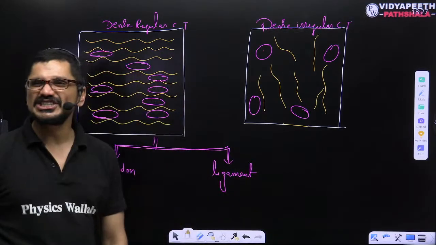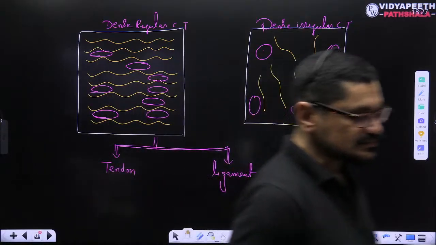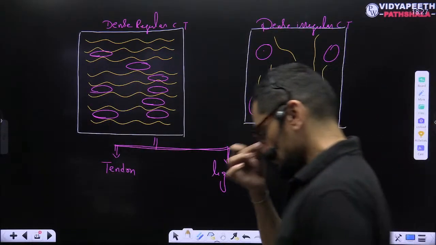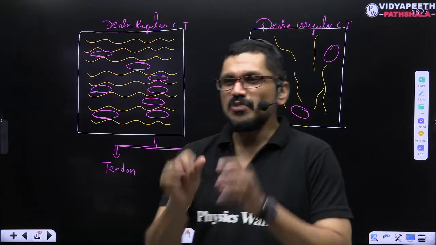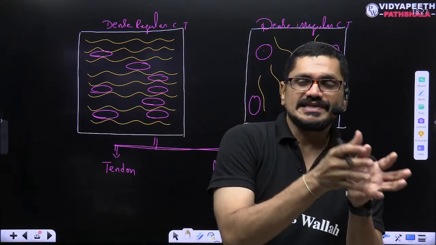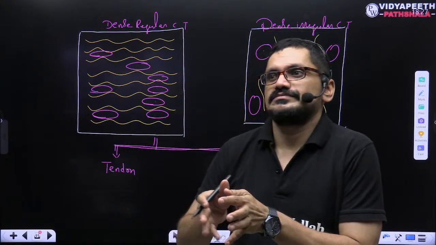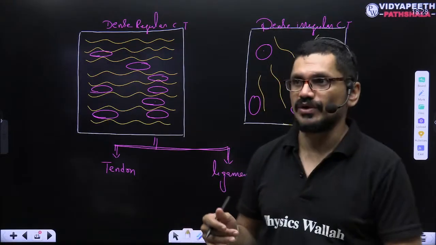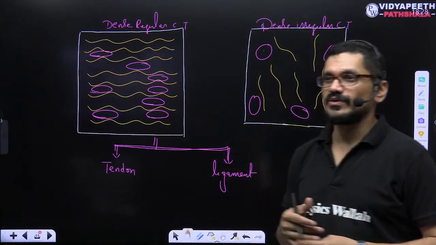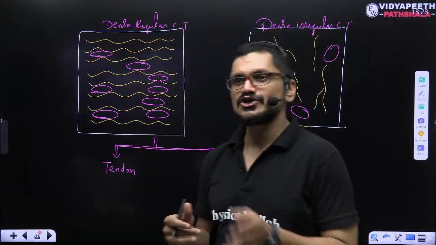Can anyone tell what is tendon? Sir, it is a skeletal muscle which is joined with bones. Small correction: skeletal muscle to bone. Bone to muscle? No, it is not bone to muscle. It is muscle to bone. Skeletal muscle to bone. Okay. Skeletal muscle to bone. See, remember.